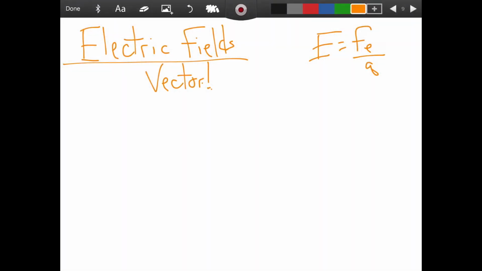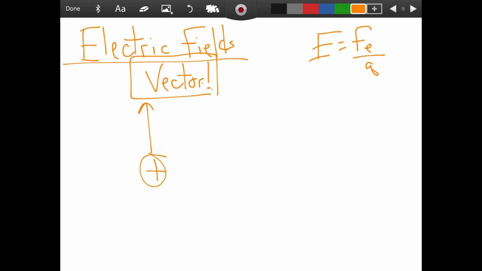All right, electric fields. We draw electric field lines with arrows, therefore we know it has to be a vector quantity. Electric field strength is given to us by the electrostatic force over the charge at a specific location in space.